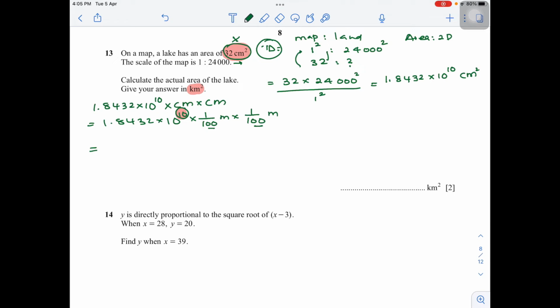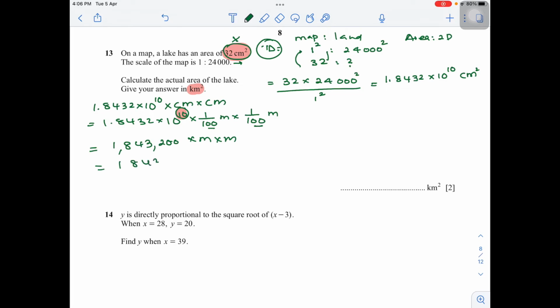So you can use a calculator. Whatever you have, divide by 100, and then divide by 100 again. So you got 1,843,200. But that's square meters. Now I'm changing into meters times meters.